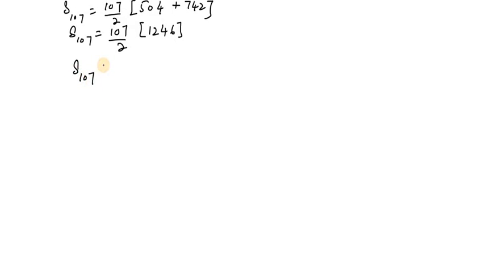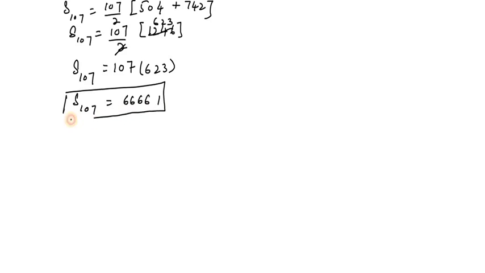Okay, S107 is equal to 107 and 623. So S107 is equal to 107 multiplied by 623. This is the sum of 107 terms. This is the required answer.